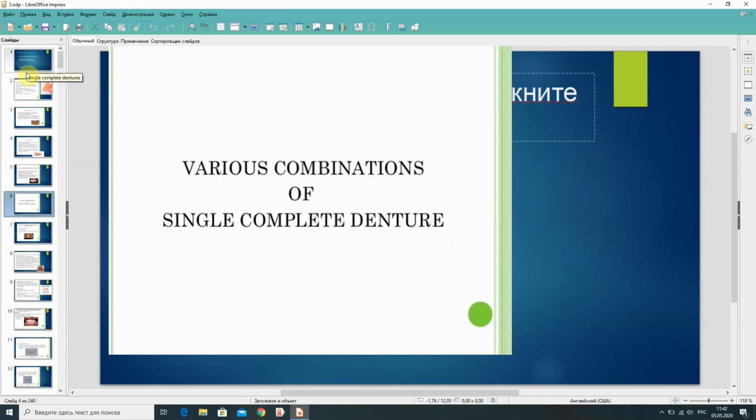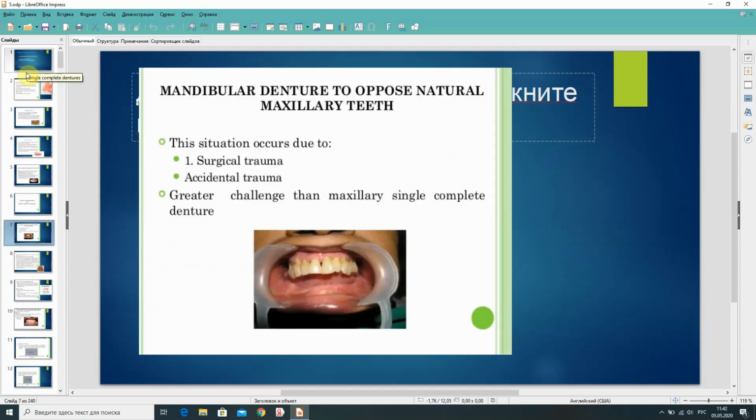Various combinations of single complete denture. Mandibular denture to oppose natural maxillary teeth. This situation occurs due to surgical trauma or accidental trauma, and is a greater challenge than a maxillary single complete denture.